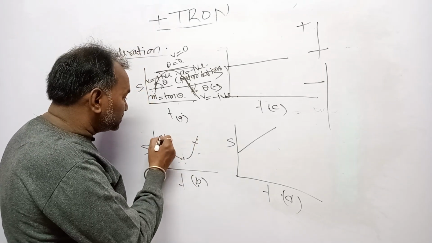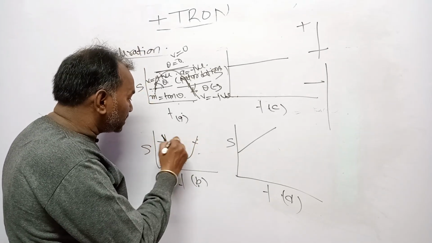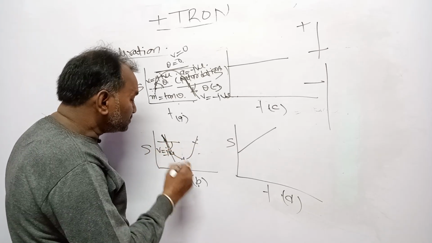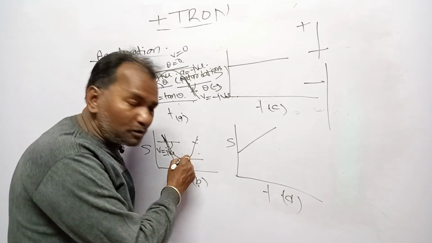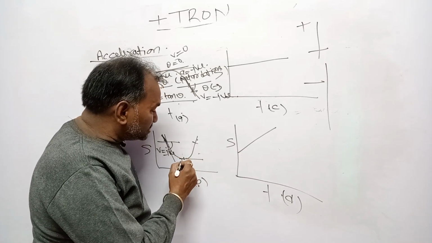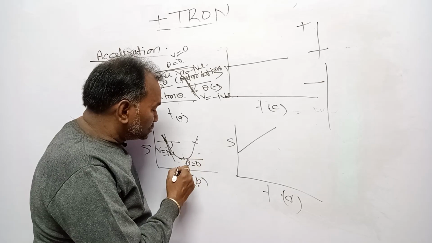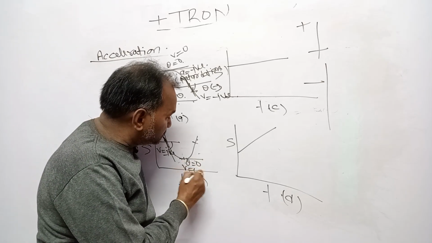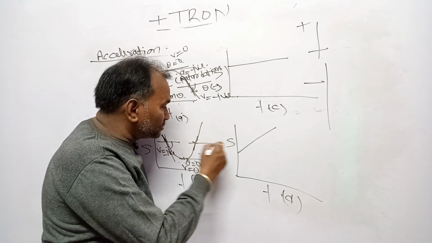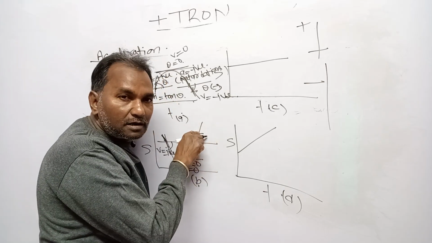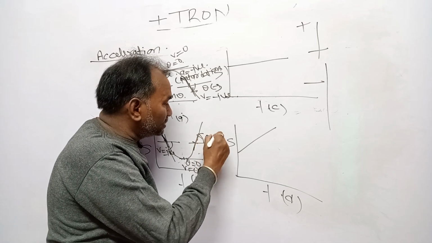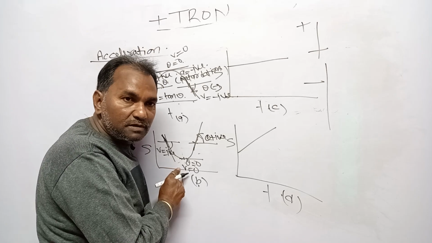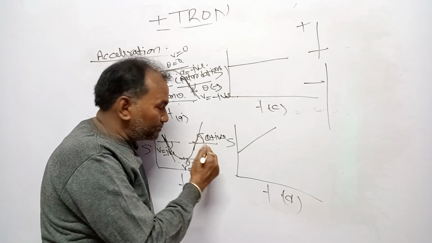Now dear student, at this point the tangent of the slope is negative, so velocity is negative. At this point the tangent is parallel to the x-axis, so theta is equal to 0. So v is equal to m, equal to tan theta, equal to 0, so velocity is 0. At this instant the angle is anti-clockwise, so theta is positive, and in the graph between displacement and time, velocity will be positive.